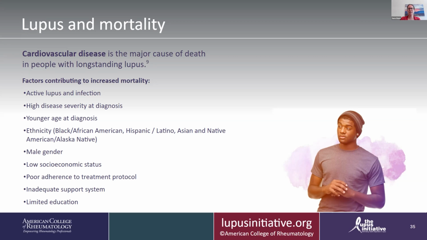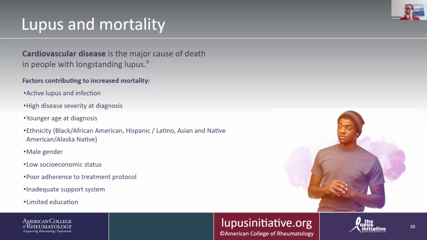Higher disease severity: the patients who have kidney disease, pancreatitis, or brain disease, CNS disease, those are the patients that you really want to watch closely. Younger age, we talked about different ethnicities having different prevalence. Males, if they're a man and they have lupus, it's rare, but it's usually more severe too. Low socioeconomic status, low adherence to treatment.